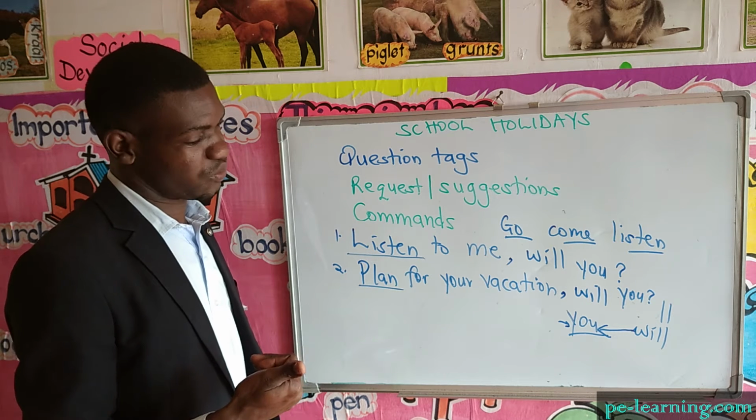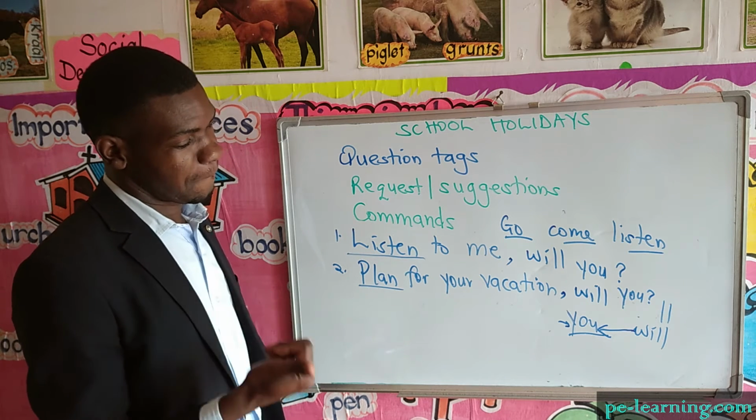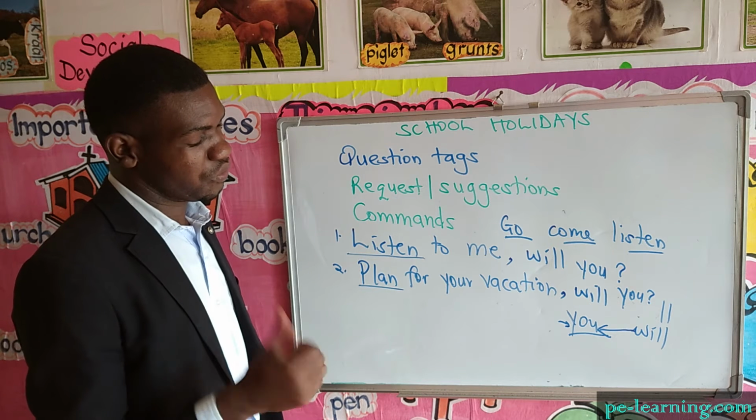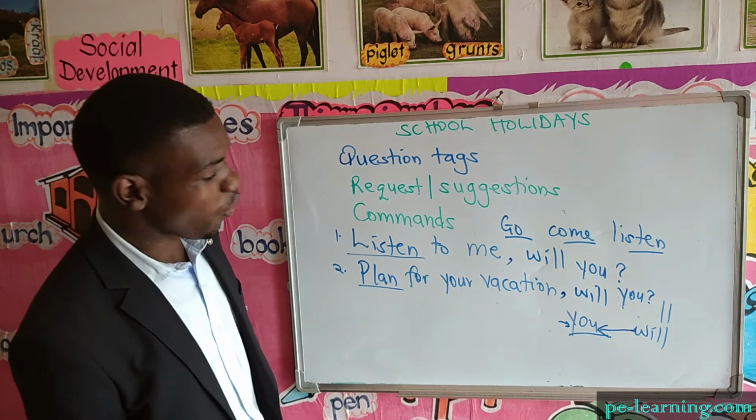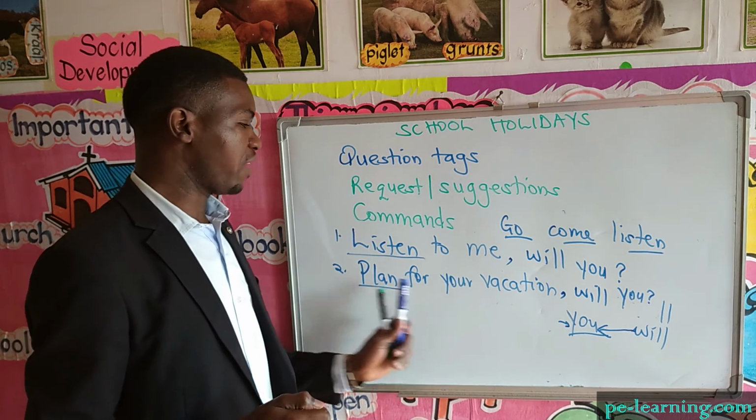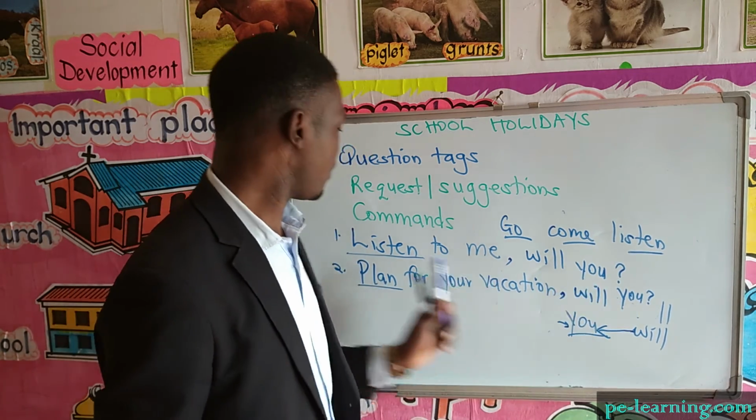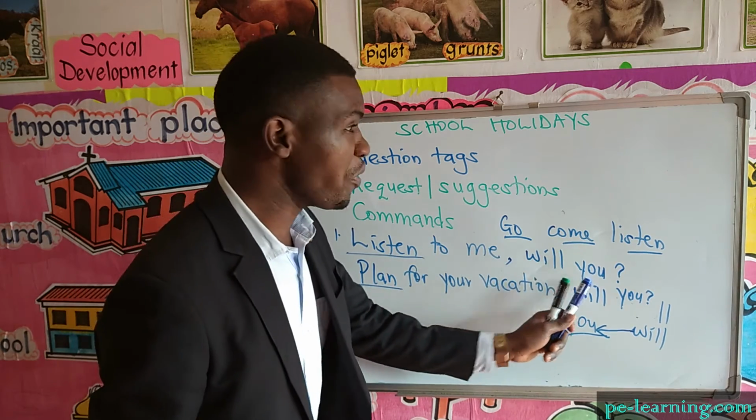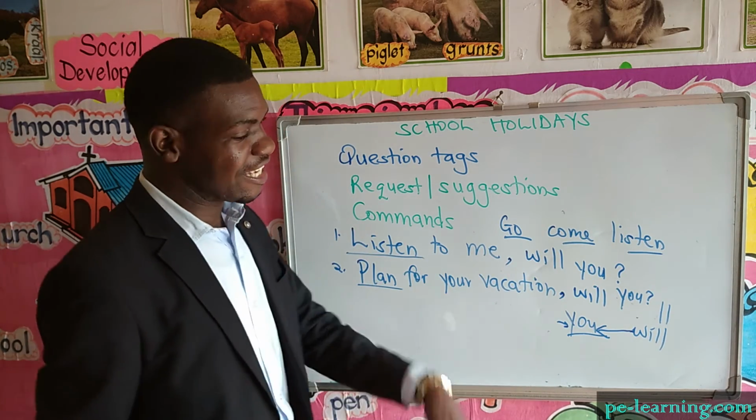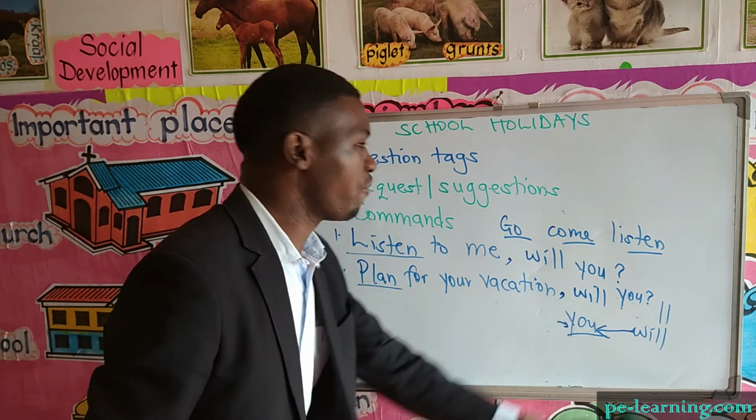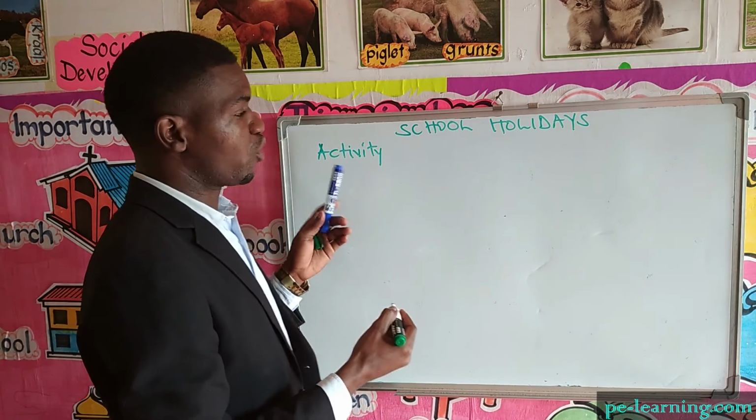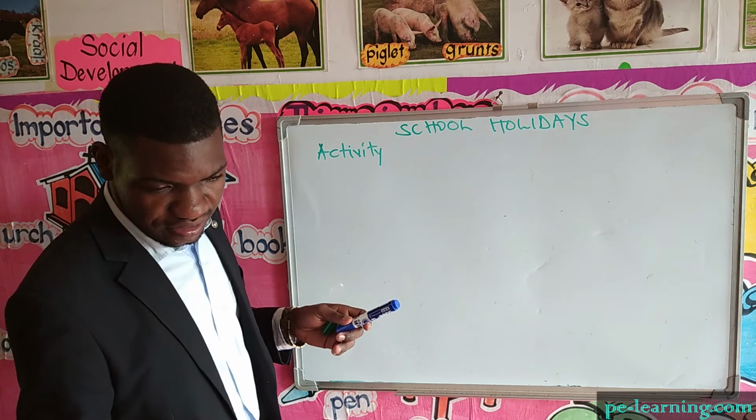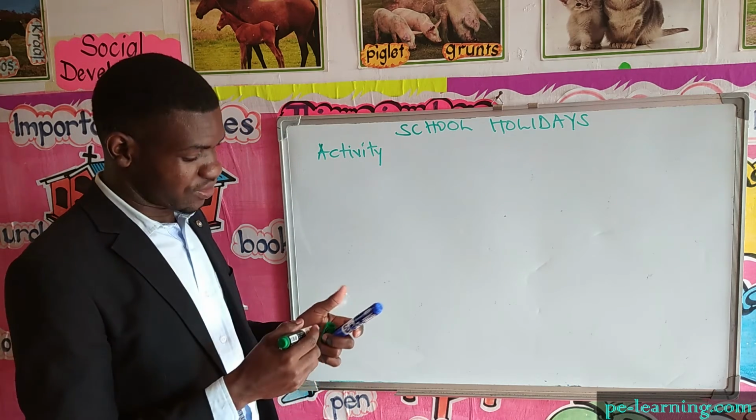Let us go out. Question tag, shall we. And then plan for your vacation, will you? Will you listen to me? Will you come and sit here? Will you finish your food? Will you? This is for the activity, for question tags that are used in the form of requests and commands.